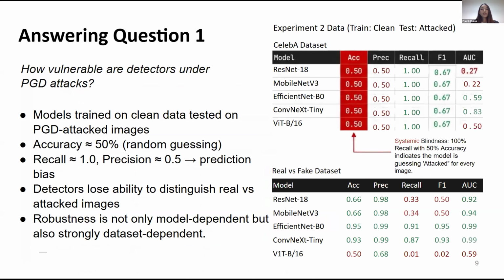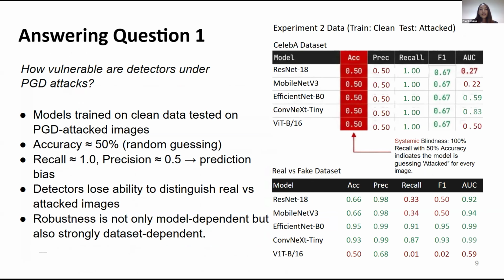Now, jumping to the three questions that we were trying to investigate. How vulnerable are detectors under PGD attack? With the results, we see that the performance dropped to chance, with recall at 1 and precision at 50%, which we termed semantic blindness.